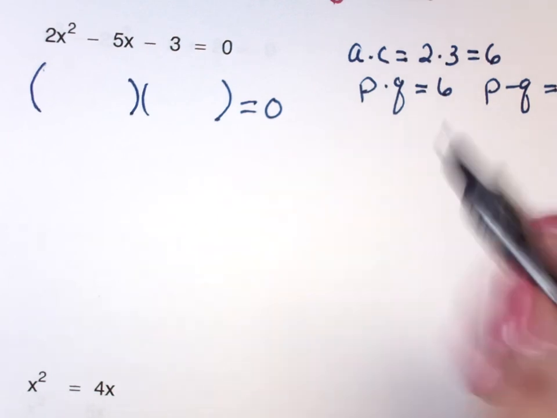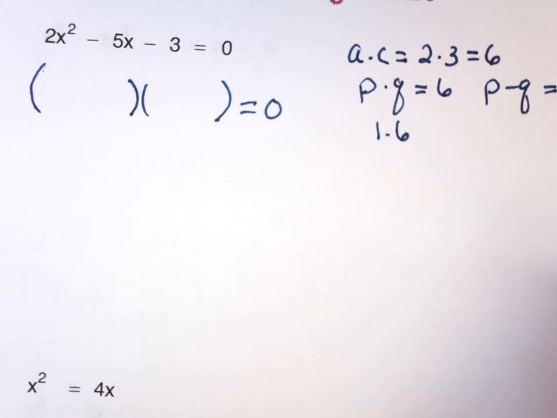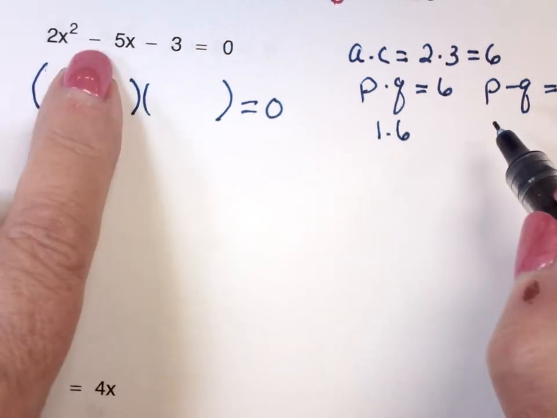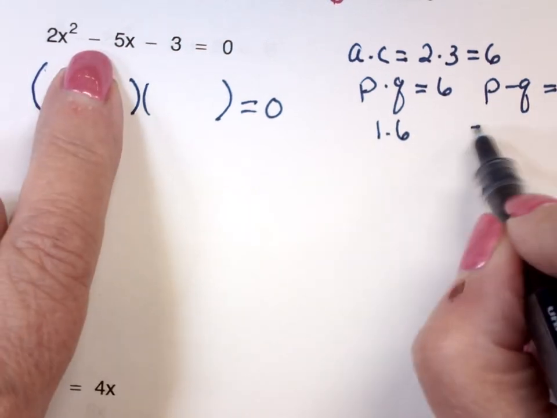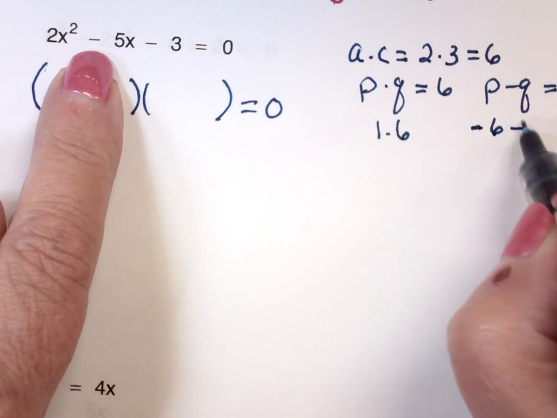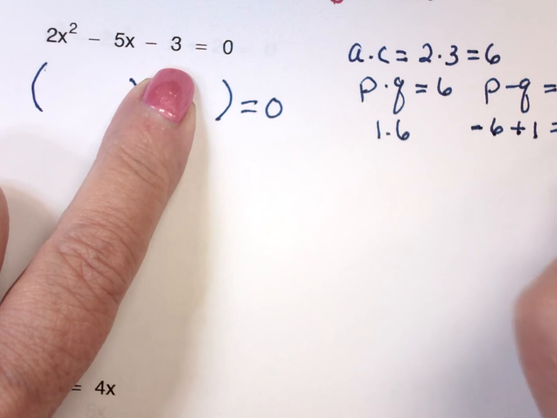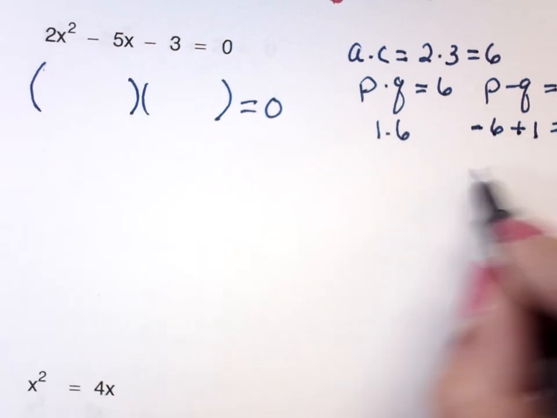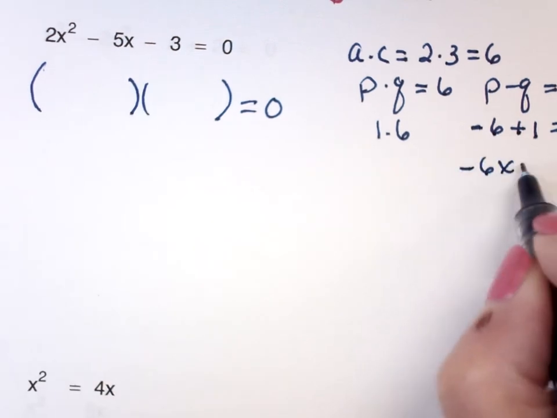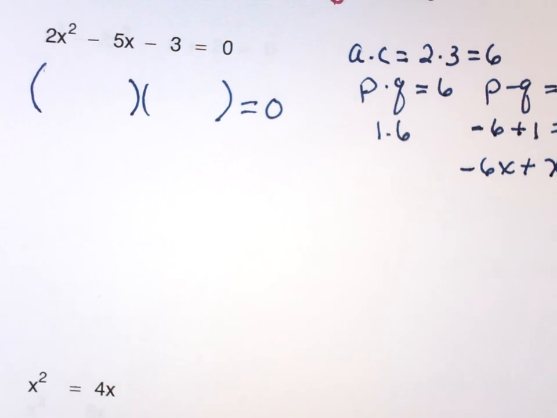Name the two numbers. 1 and 6. So let's see. I want a negative 5. So that's going to be a negative 6 plus 1, which is going to be negative 5. So my middle term is going to be negative 6x plus 1x.